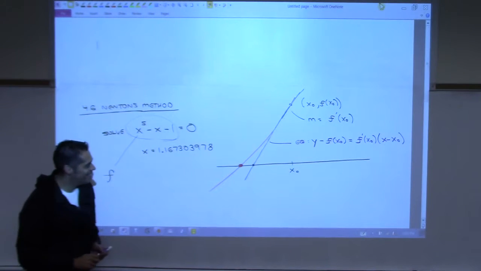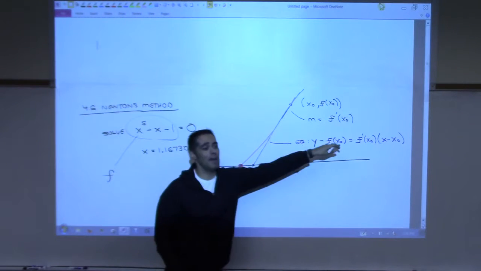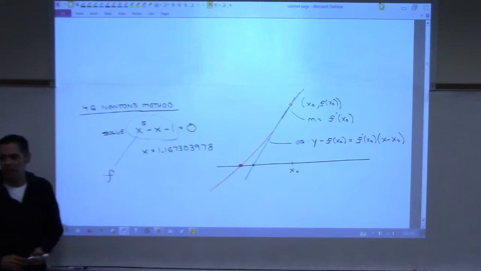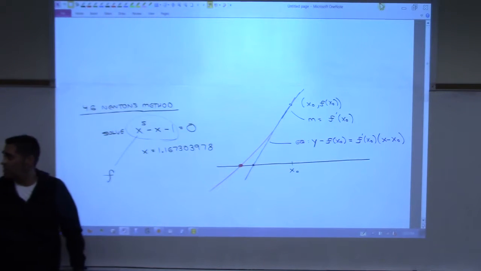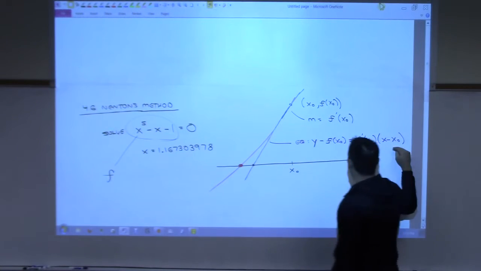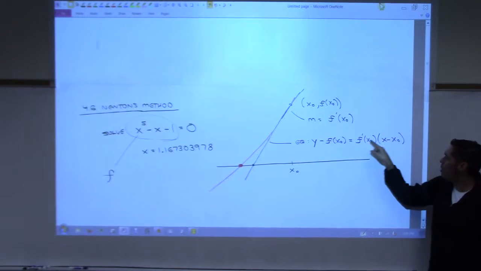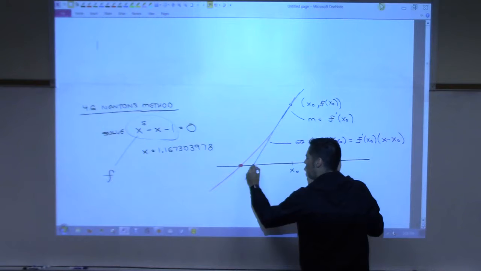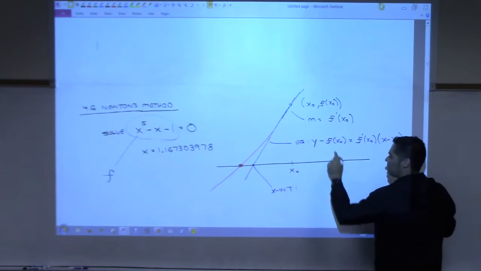Now, to get this point, I need the x-intercept of this line. How do you find the x-intercept of a line or a function? Set y equal to 0, or set the function equal to 0, right? So if I take this equation now, and I replace the y with 0, it will allow me to solve for x, won't it? So take that equation right there. This is the x-intercept. So I replace that with 0.